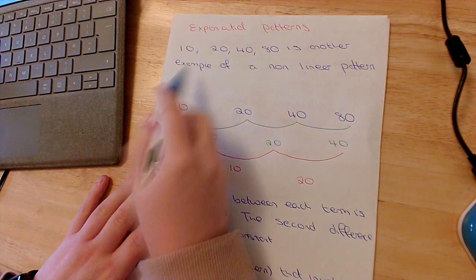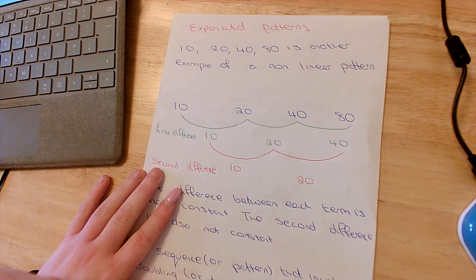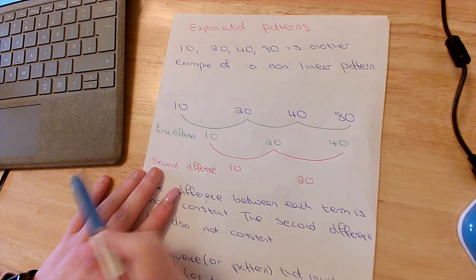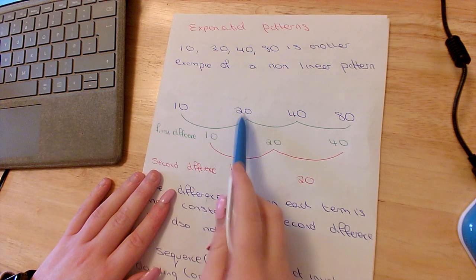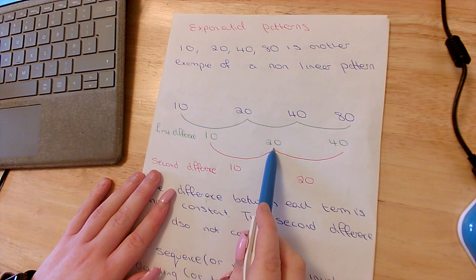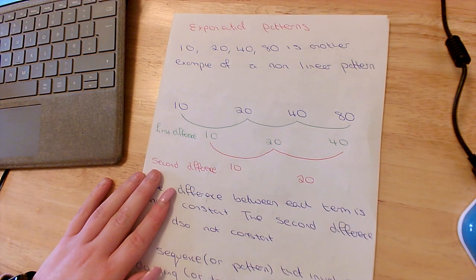Now I'm looking here at exponential patterns. So here I have 10, 20, 40, 80. That's another example of a non-linear pattern. So I do the exact same step. I get my first difference. The difference between 10 and 20 is plus 10. The difference between 20 and 40 is plus 20. And the difference between 40 and 80 is plus 40.